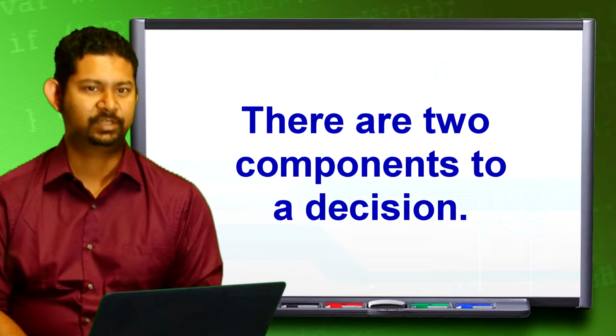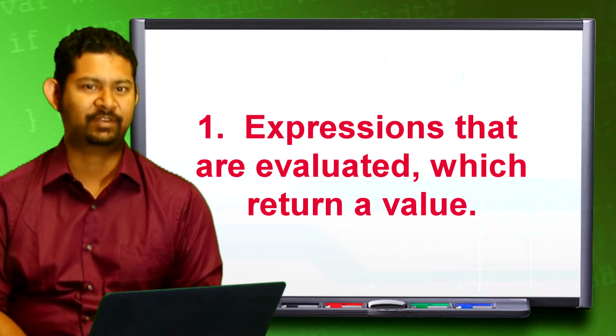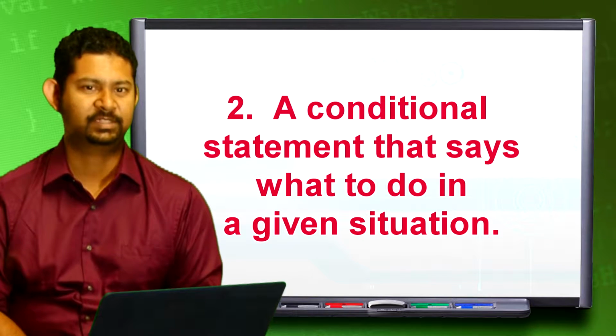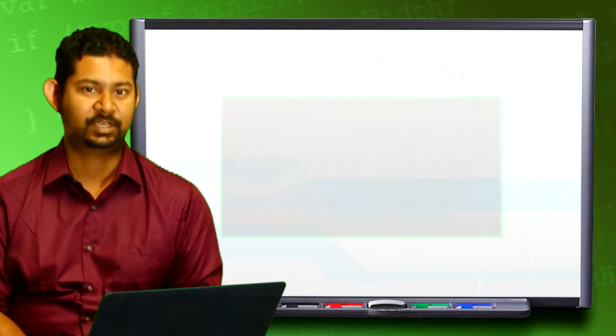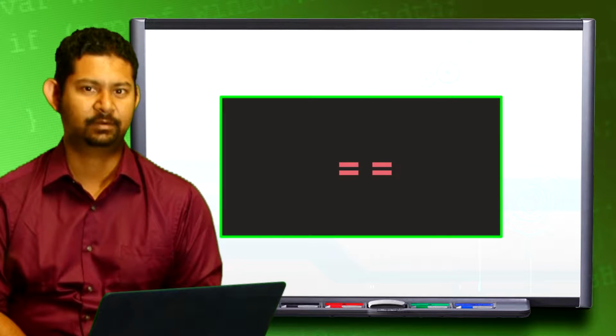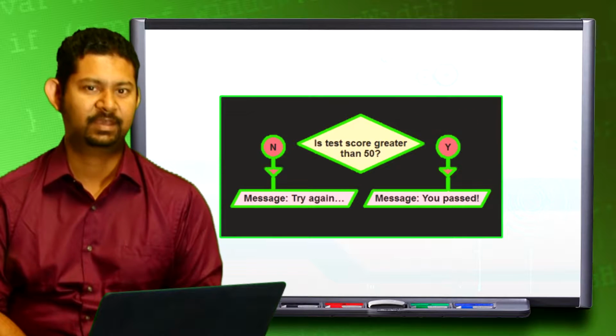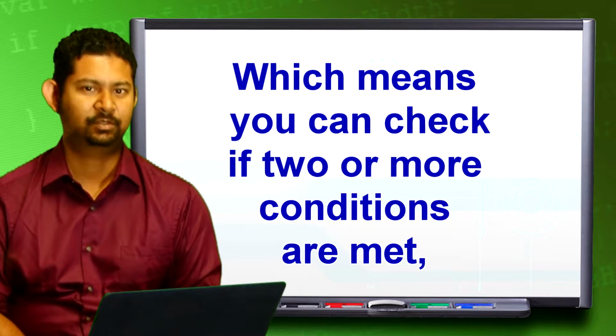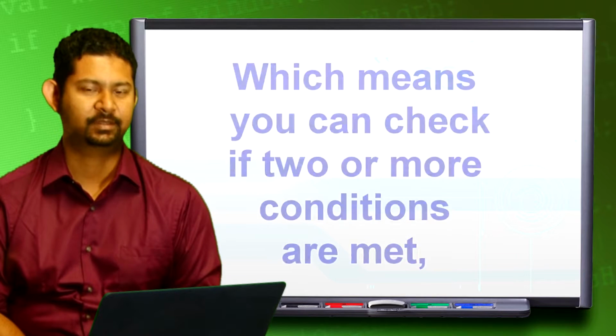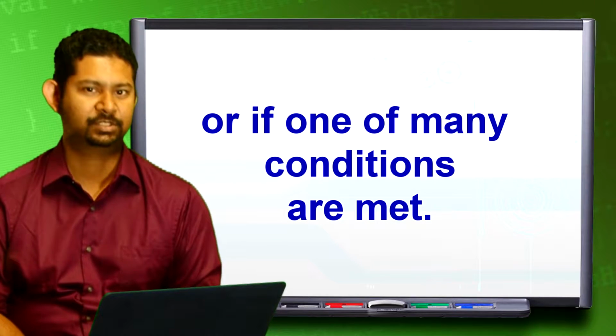There are two components to a decision: expressions that are evaluated, which return a value, and a conditional statement that says what to do in a given situation. To determine which path to take, you set a condition. You set a check to see if one value is equal to another, greater than another, or less than another. A true condition takes you down one path, a false takes you down another path. You can also combine multiple conditions in one statement, which means you can check if two or more conditions are met, or if one of many conditions are met.